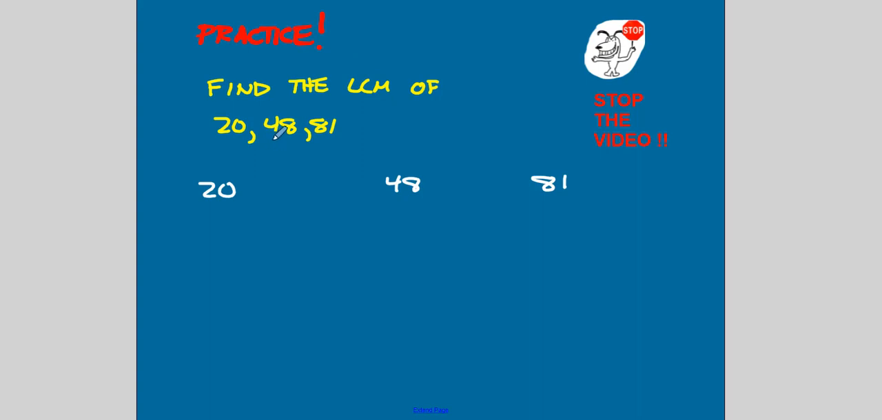Okay, we have 20, 48, 81, so 20 I'm going to write as 4 times 5. And then 4 is 2 times 2, so I have 2 times 2 times 5. 2 and 5 are both prime numbers, so this could be written as 2 to the second times 5. So the prime factorization of 20 is 2 to the second times 5.